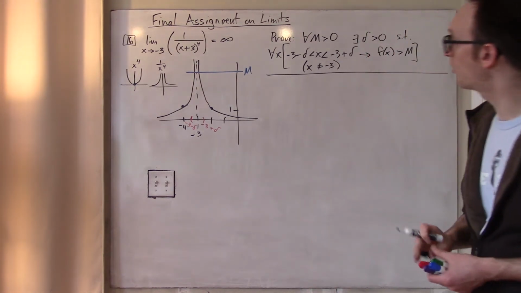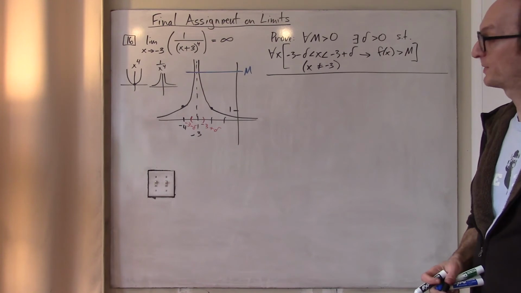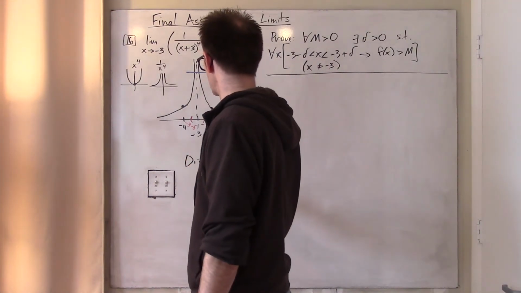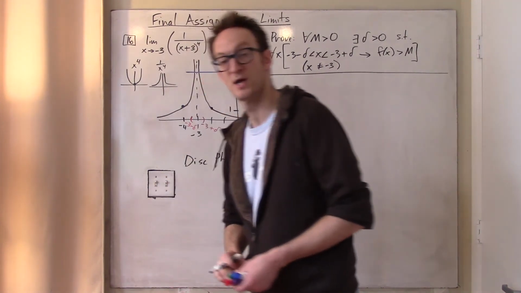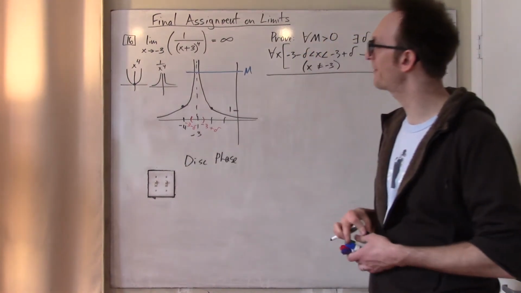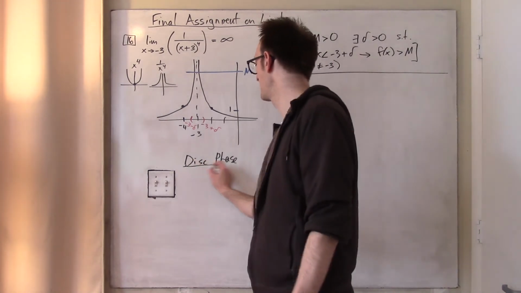Good. So let's go. How do we do it? Well, I'm going to have to do it with some kind of discovery phase, because the bigger my massively large number, the closer delta has to be. And you can pretty much guess pretty fast what the relationship is. Well, let's just do it.